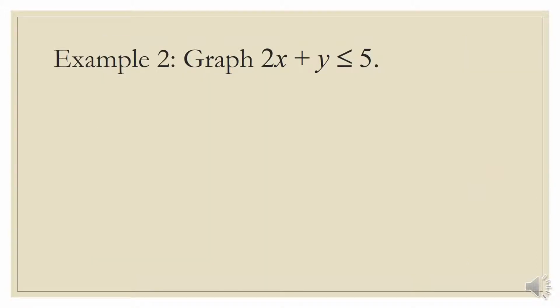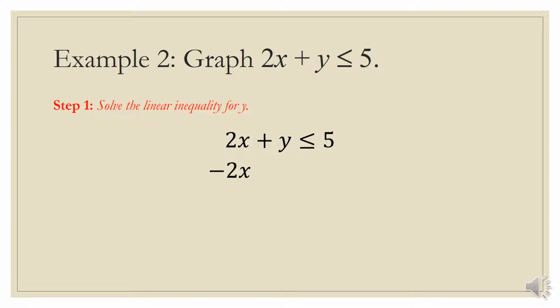Let's look at an example. Here we have graph 2x plus y is less than or equal to 5. The first step we said is to solve the linear inequality for y. This means we need to get y by itself. So to do that, we need to start by subtracting 2x from both sides. All right, so I'm going to subtract 2x from the left, and then subtract 2x from the right. This is going to cancel out the 2x on the left. Then we're just left with y.